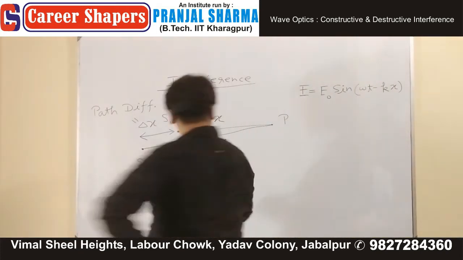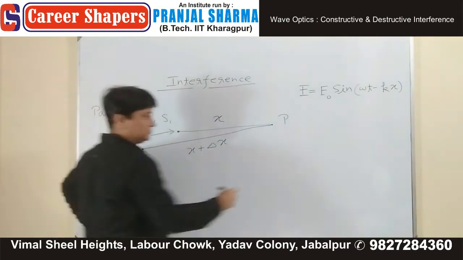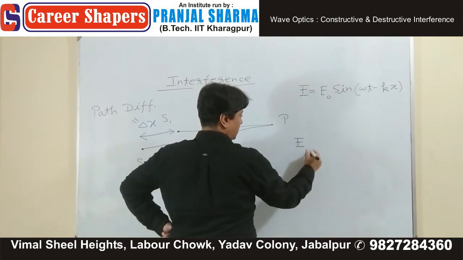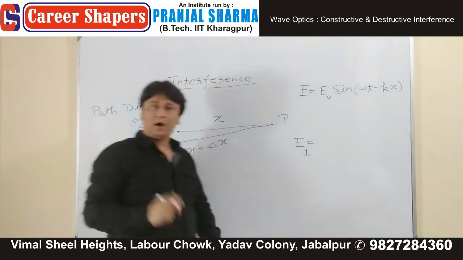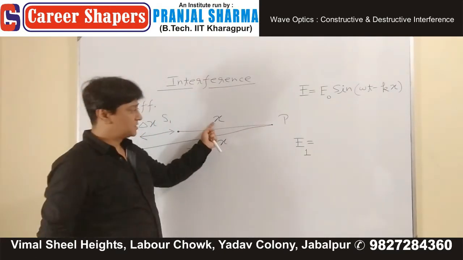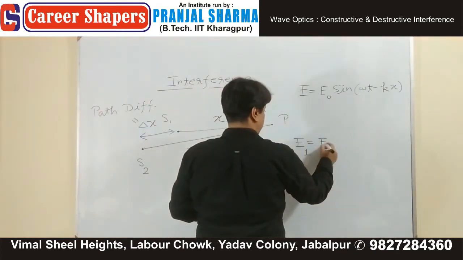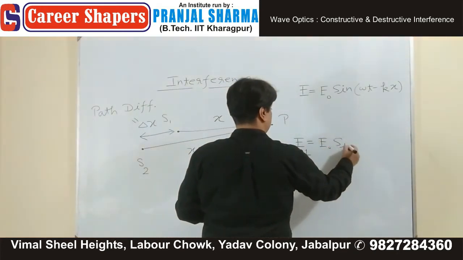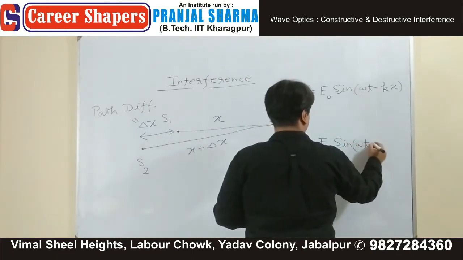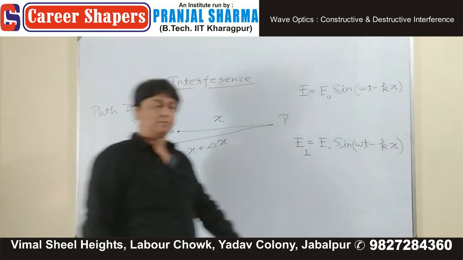We can say that light waves coming from S1 are producing an electric field at this point, which is at a distance of x, at time t, as E naught sine omega t minus kx.